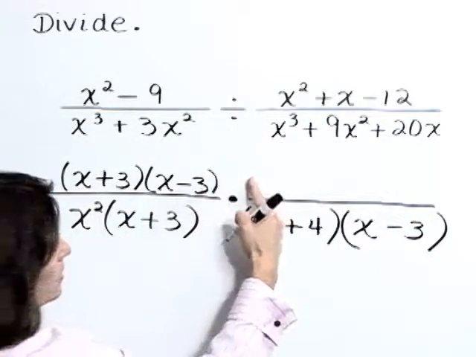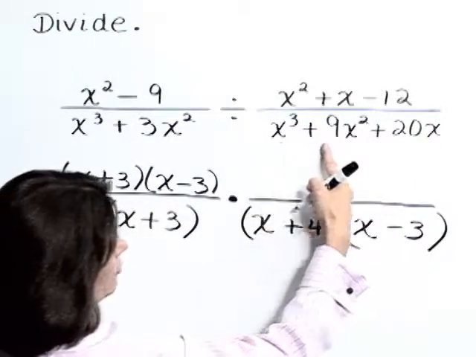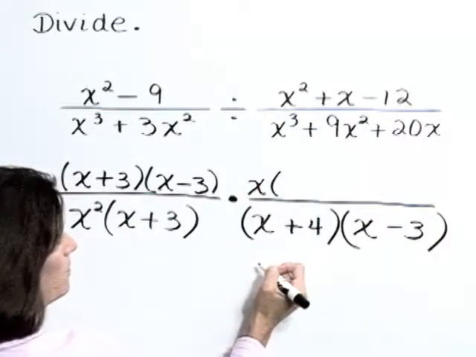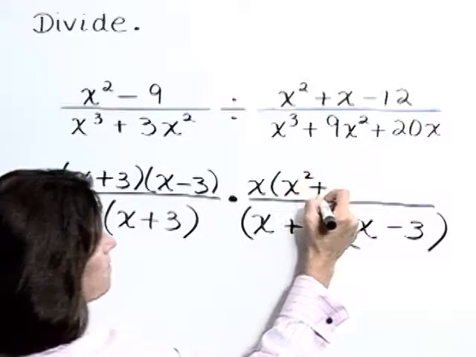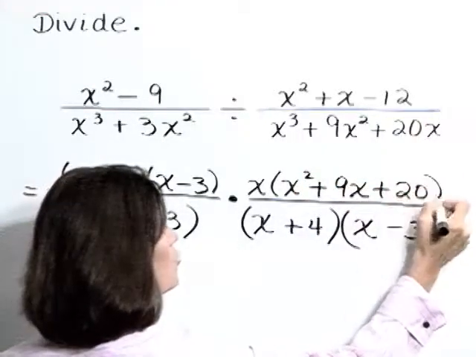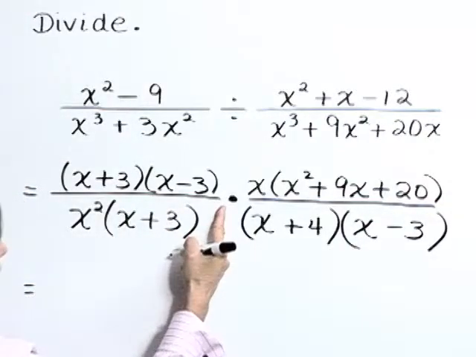This denominator becomes the numerator in our product. Let's begin factoring it by pulling out a greatest common factor of x. So it becomes x times x squared plus 9x plus 20. Now we have this in a product form.